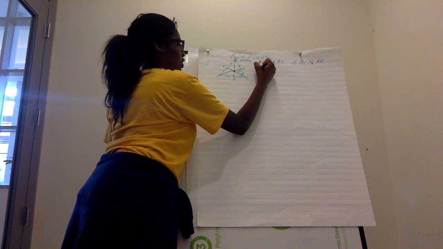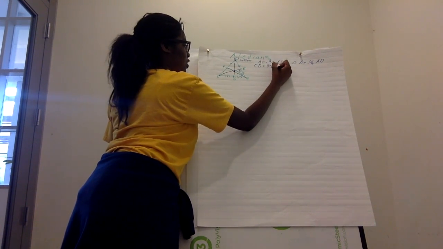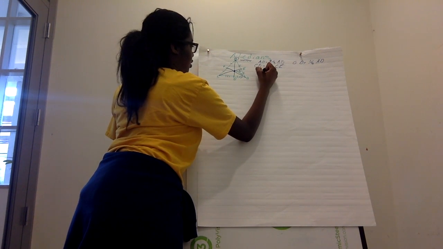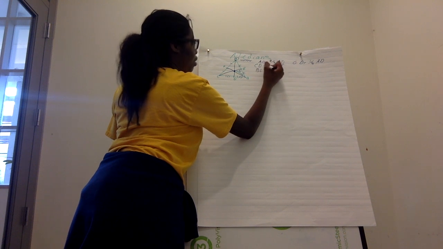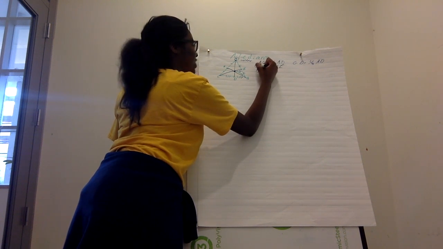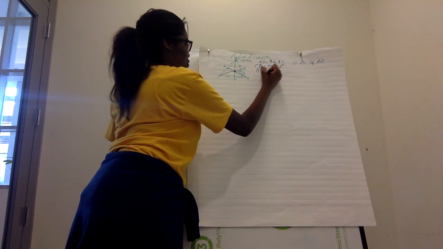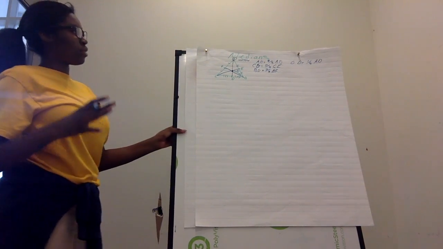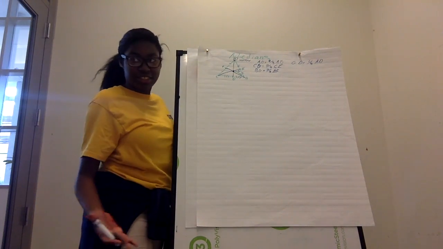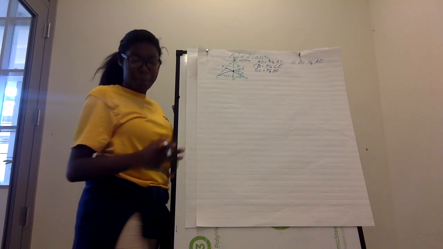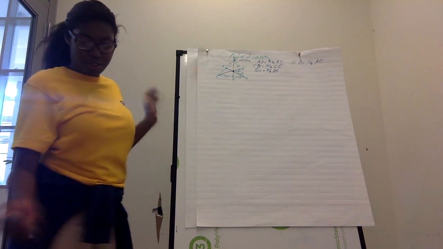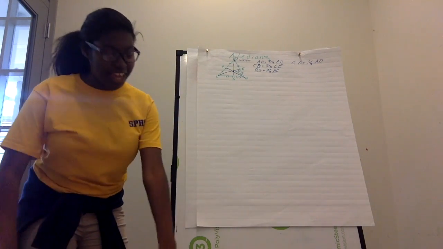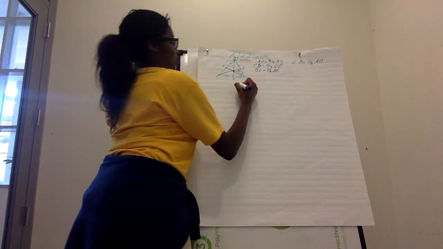So CG is equal to 2/3 CE. Sorry guys, CG. And BG is equal to 2/3 BF. Now that you know this, that is basically all I'm going to be teaching you about medians. Now I'm going to be teaching you guys about altitudes.